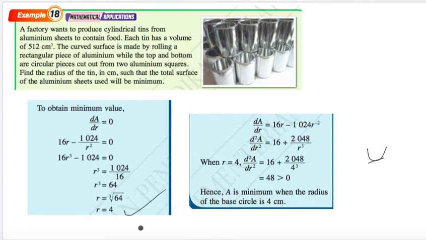Actually, until here is enough. This one is for you to check. When it's minimum, dA/dr equals 0 and you get your r. Done. Here for you to check: when you put your r back inside the second derivative, it is really more than 0. That means it's really minimum. Okay, next.